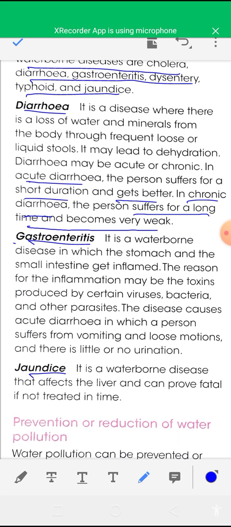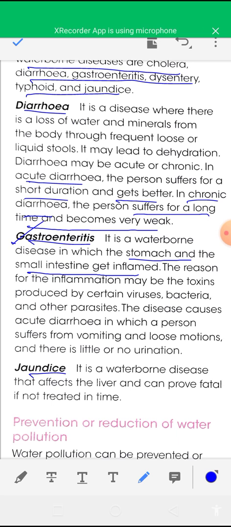The second type of waterborne disease is gastroenteritis. In gastroenteritis, the stomach and the small intestine get inflamed, and the reason for the inflammation may be toxins produced by certain viruses, bacteria, and other parasites. The disease causes acute diarrhea, in which a person suffers from vomiting and loose motions, and there is little or no urination.